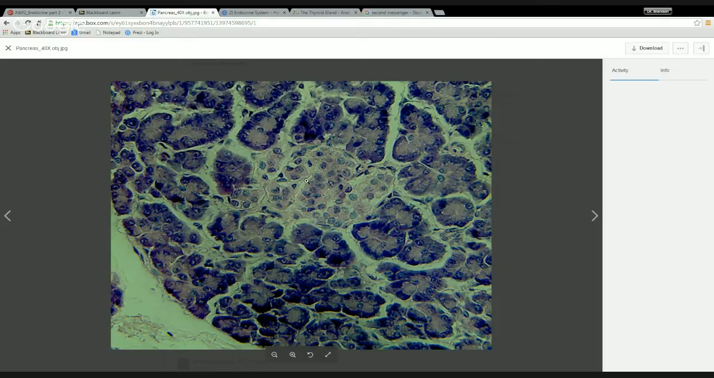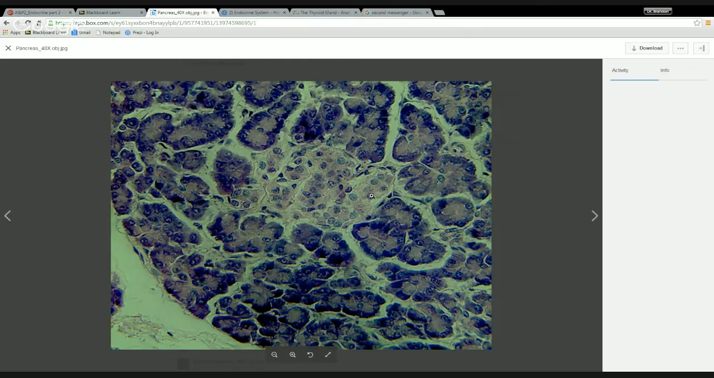Now, there are two types of cells in the islet. We cannot actually tell them apart as we're looking at it now. To be able to actually identify the two types of cells, we'd have to use a different type of stain, which we just don't use. So I can't say that is one type and that is another type of cell. Okay. They are referred to as alpha cells and beta cells.